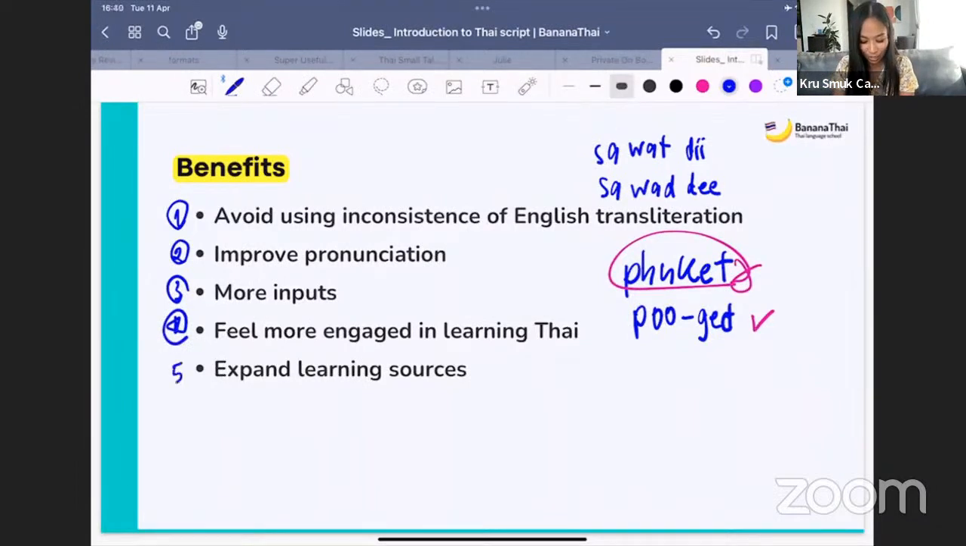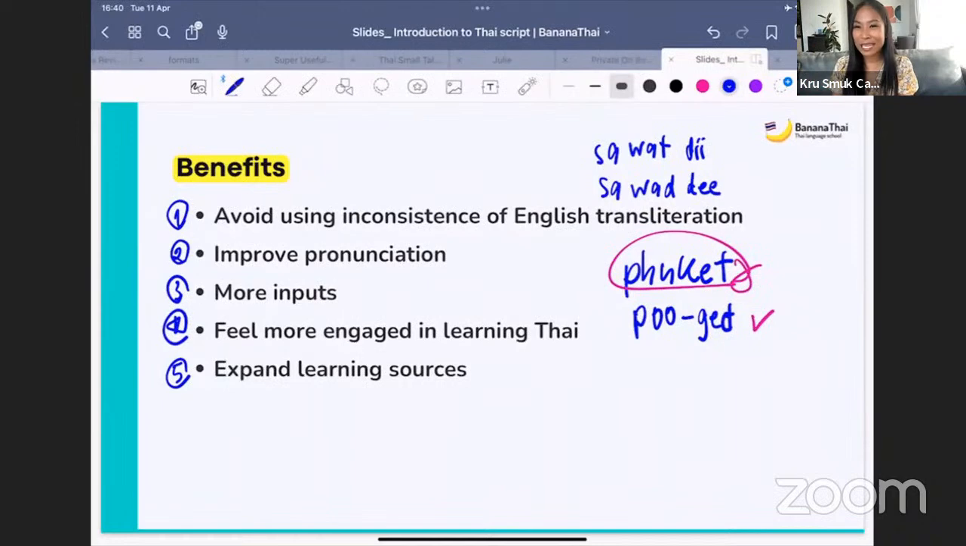And lastly, you can expand learning sources from not only the podcast and audio listening practice, but also from books, stories, Instagram posts, social media posts. So these are all the benefits of why I highly recommend you to learn how to read basic Thai. All good?